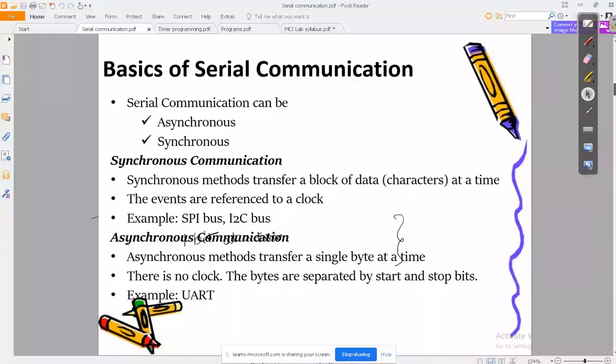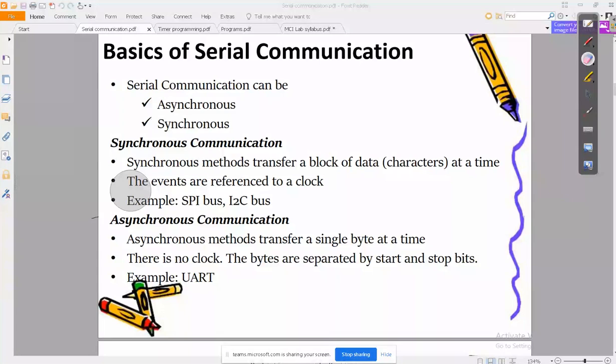Okay, why? Because we are having very less time. Next, there are two serial communication modes: asynchronous mode type and synchronous mode type. So what is synchronous communication? Synchronous methods transfer a block of data at a time. If you are sending a block of data at a time, that is synchronous communication.